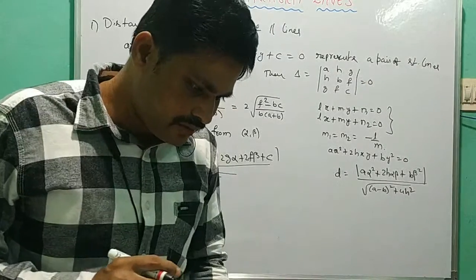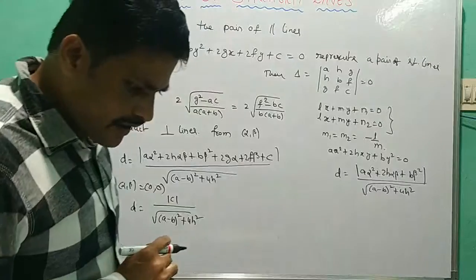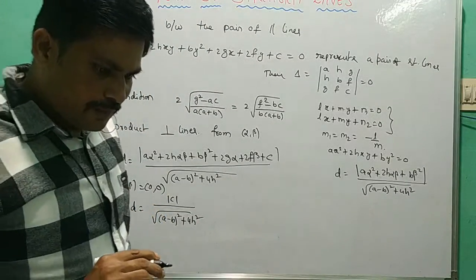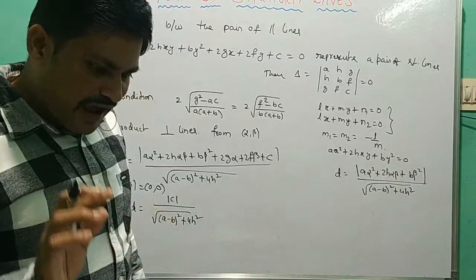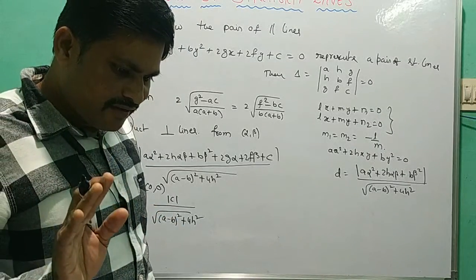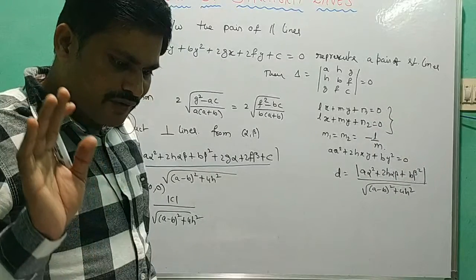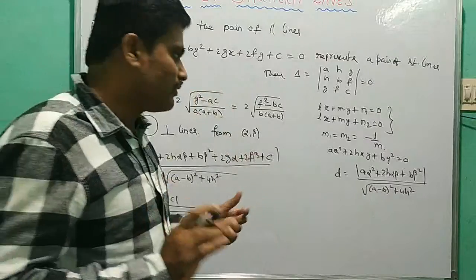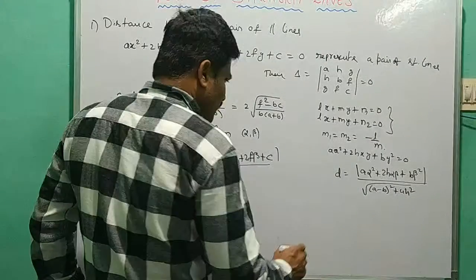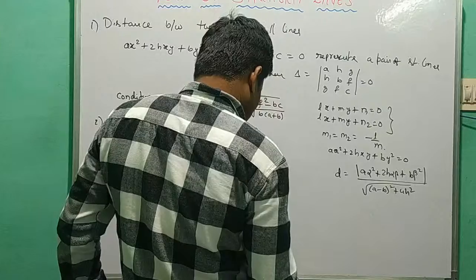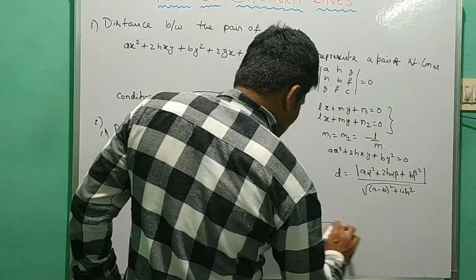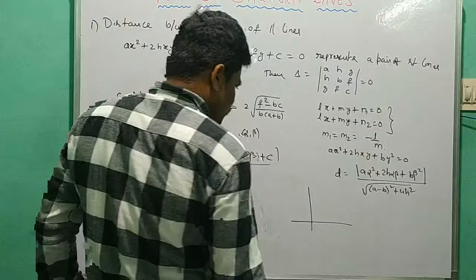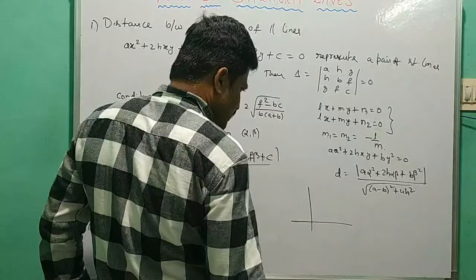And also here we have to take one more formula, that is the third one. If the pair of lines are equidistant from the origin, the pair of lines are equidistant from the origin. So now we have to take this xy plane. Now pair of lines from the origin.